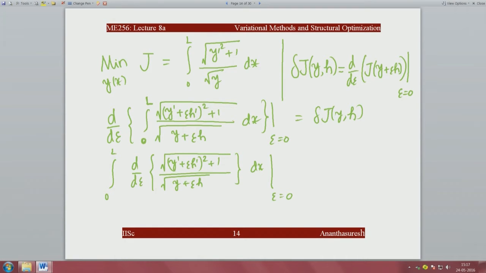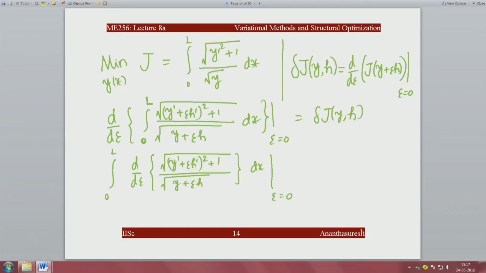Whatever y prime, h prime, y, h are, you can definitely take the derivative of this ratio. This is the ordinary derivative that you take with respect to epsilon. You do that and then substitute epsilon equal to 0, and you are left with this Gâteaux variation, which will still be in the form of an integral. That is something we need to take note of.